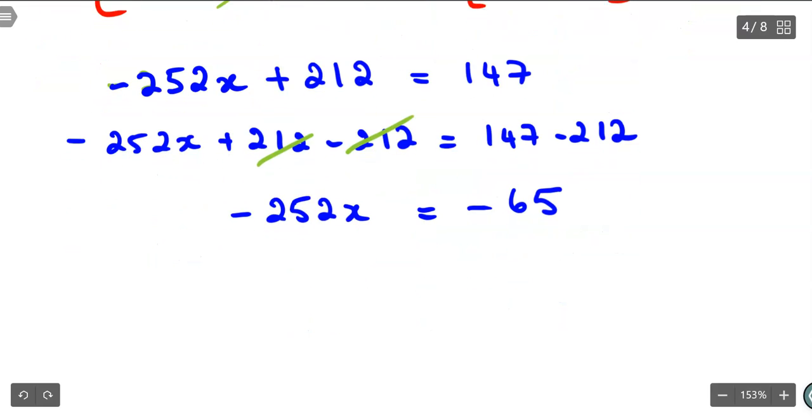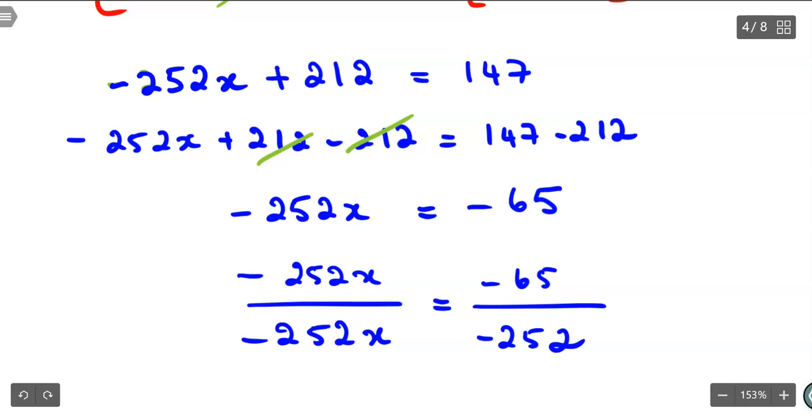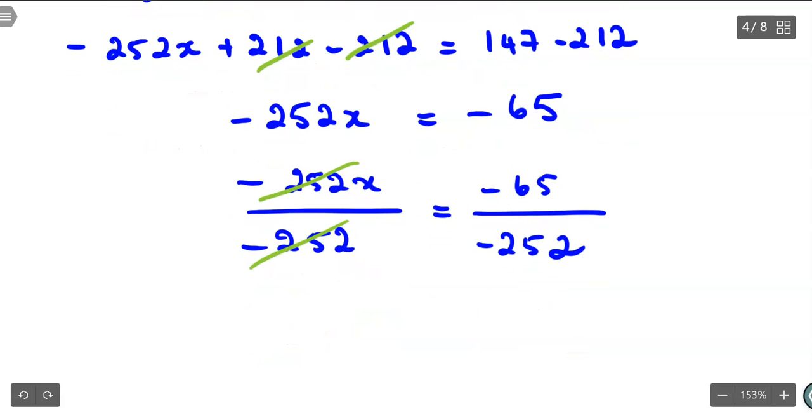Negative 65. Now, so I need to divide both sides by negative 252. Okay, so now that, cancel that. I should just have x left. Okay, so x is equal to, now you have negative divided by a negative. Your answer should be positive.